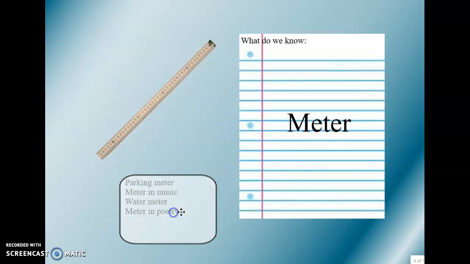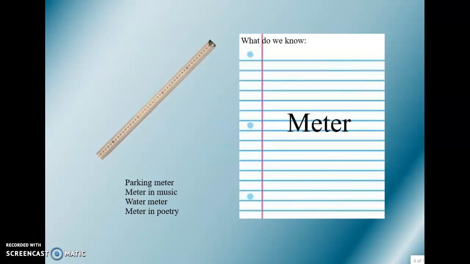Here's what I know about meter. I know there are parking meters that we have to put coins into or our credit card into. I know there's a meter in music where you measure a meter of music every bar. I know there's a water meter that the company will come and read to see how much water I've been using each month. There's an electric meter. There's a gas meter that they measure how much electricity we use, how much water we use, how much gas we use in our homes. I know there's a meter in poetry where it separates sections in meters. The meter is almost like the rhythm of the poem.